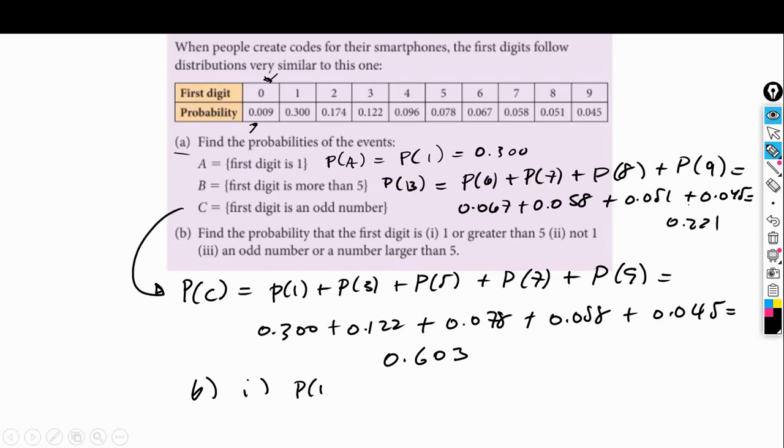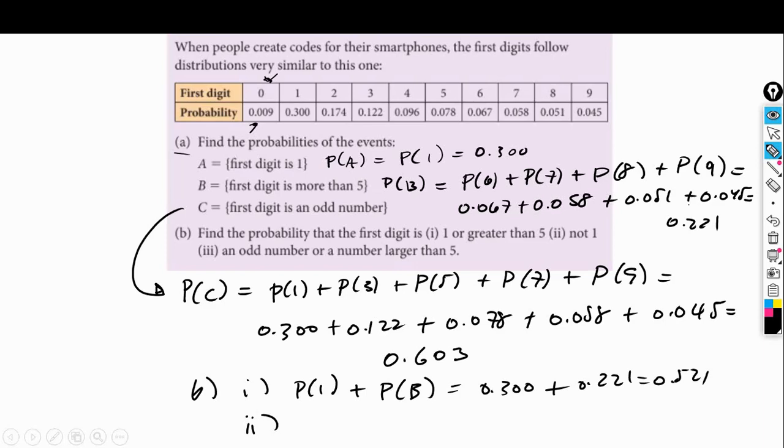For part B, find the probability that the first digit is number 1 or greater than 5. So it's the probability that it's 1 plus the probability that it's more than 5, which was the same as the probability for B in the past part of the question. So all we have to do then is add 0.300 plus the probability that we found for B, which was 0.221. And this is a simple addition that is going to give us 0.521.